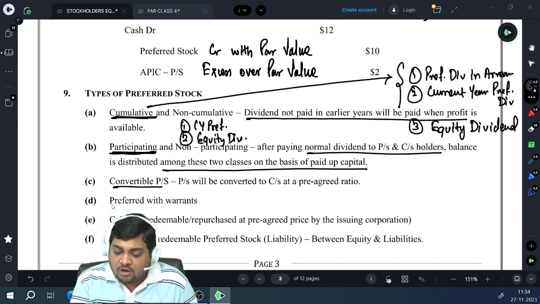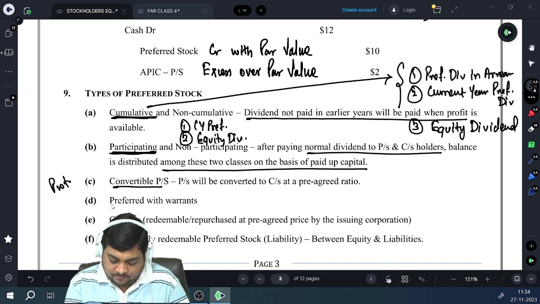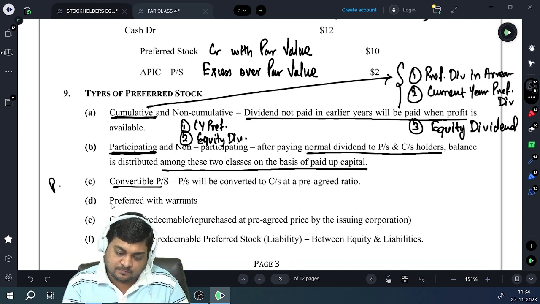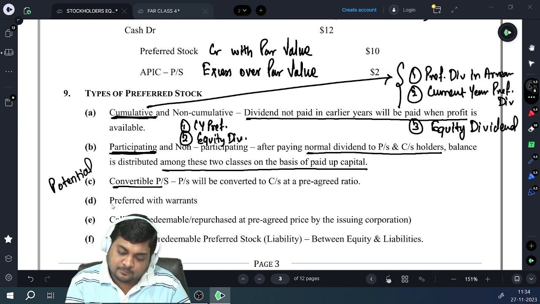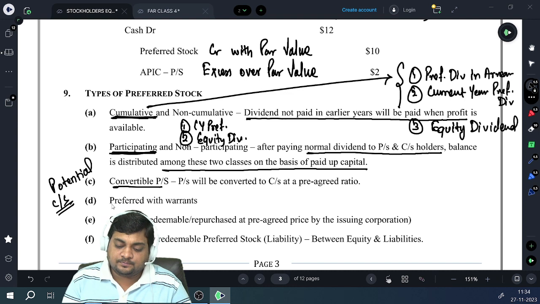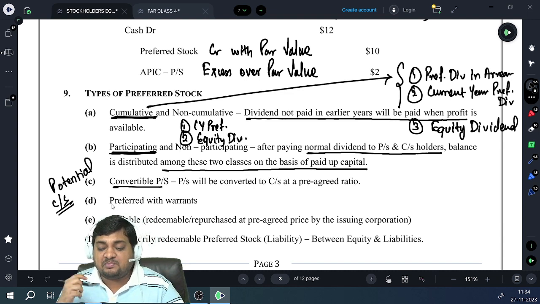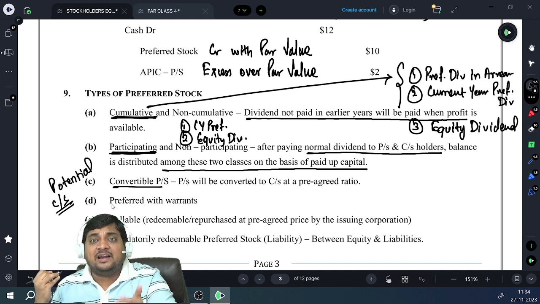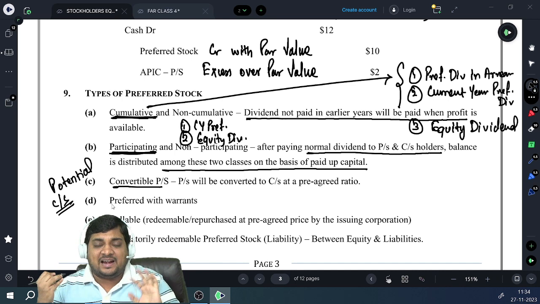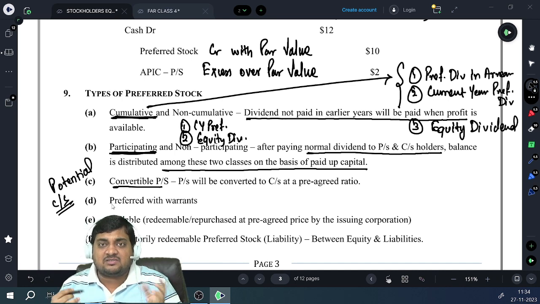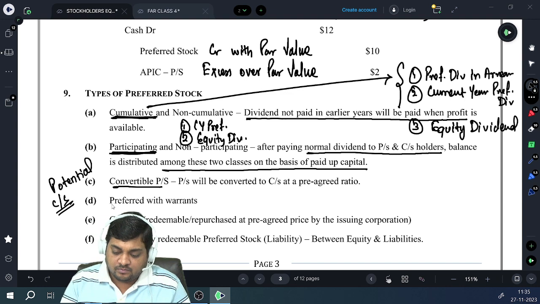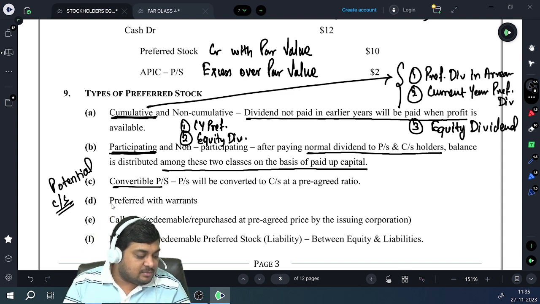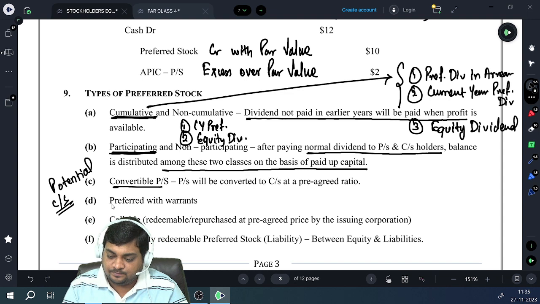Now convertible preferred stock means these are potential common stock. These preferred stock will be converted to common stock at an agreed ratio. The ratio has been already pre-decided at the time of issue, and after some years it will be converted into common stock. So these are convertible. You need to understand different types of preferred stock, preference shares.